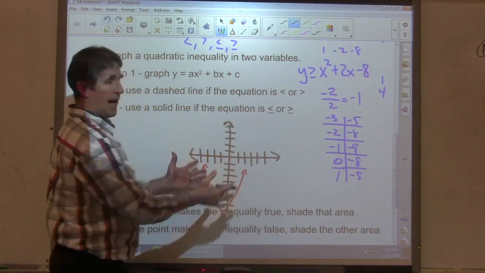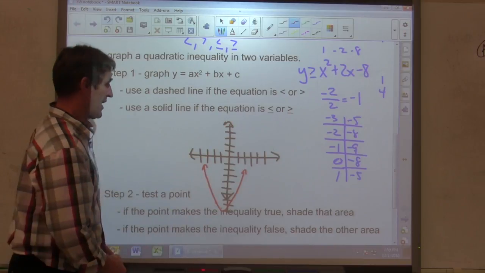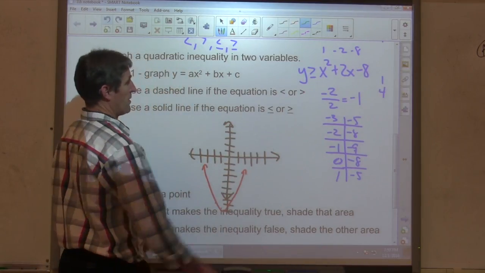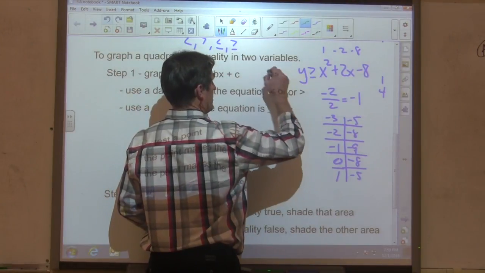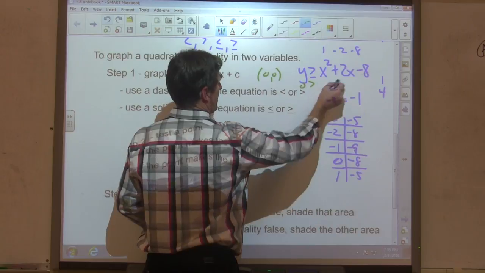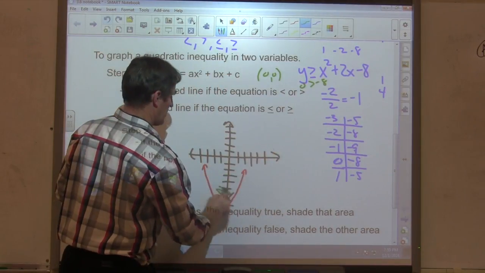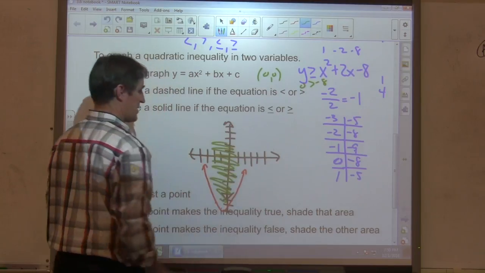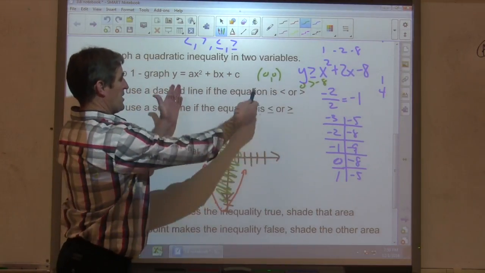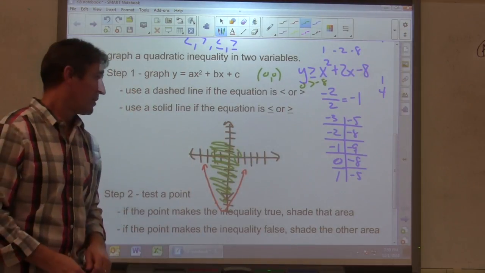And again, this doesn't have to be perfect. It's obvious that (0, 0) is inside that. So I'm just going to try (0, 0) again. I'm going to test this point. So I plug in (0, 0). Well, y would be 0 is greater than or equal to negative 8. And it is greater than or equal to negative 8. So I want to shade inside of the parabola. Okay, so however far this goes, that green area is going to be shaded all the way in there.